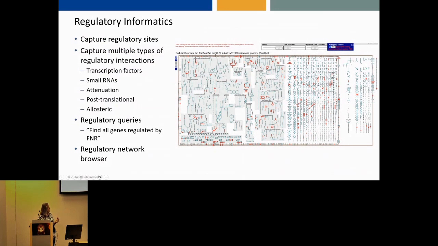This is an example of our metabolic summary diagram that I mentioned a couple slides ago. This is for E. coli, and I've highlighted in red here all enzymes and transporters that are regulated by the transcription factor FNR. So you can see that in a pathway context.